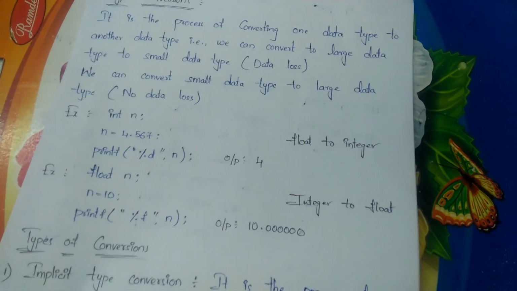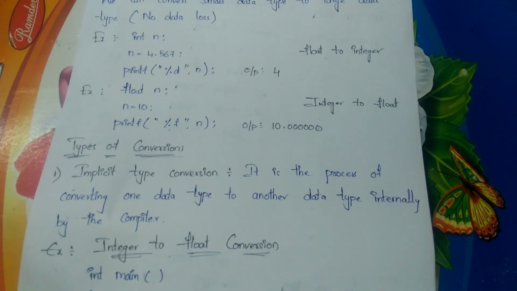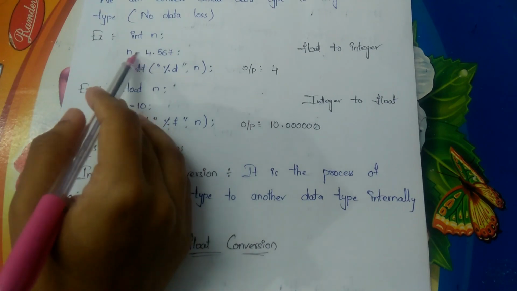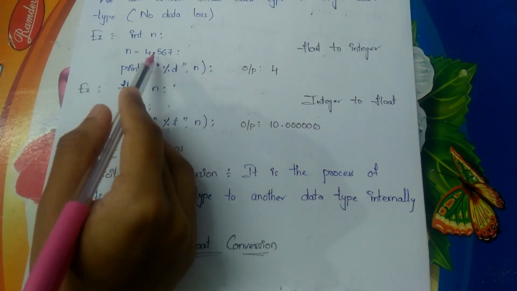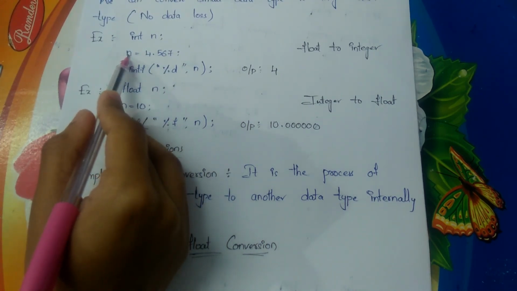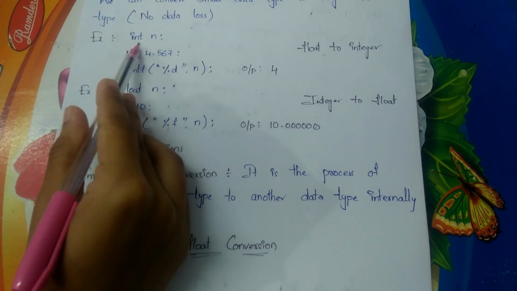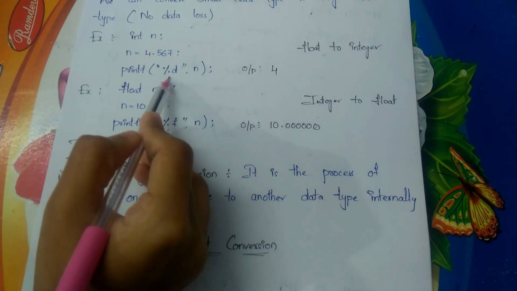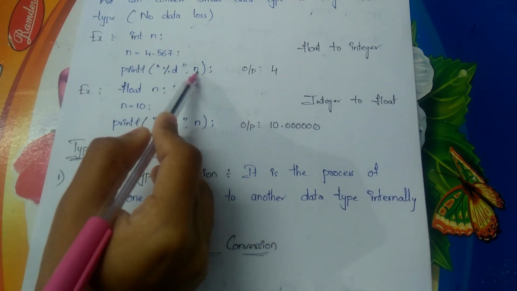In the first example, I am declaring variable n with the integer data type, and I am assigning the value of n as 4.567. This n is declared with the data type integer. Now printf %d and n. %d is the format specification for integer, and I want to print the value of n.